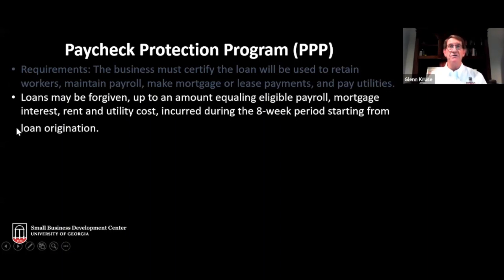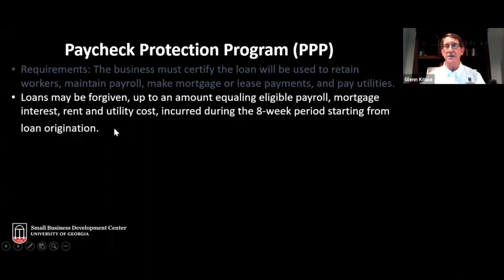One of the nice features of this program is loans may be forgiven. Again, that is may be forgiven up to an amount equaling the total loan. You actually could get the total loan forgiven. No guarantee that you're going to do that. There's a calculation you must do. What you have to do is basically take all of the costs you got in these categories, your eligible payroll, mortgage interest, rent, and utility costs that you've got during an 8-week period after the loan is originated.